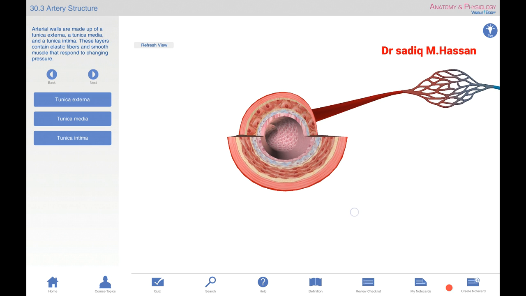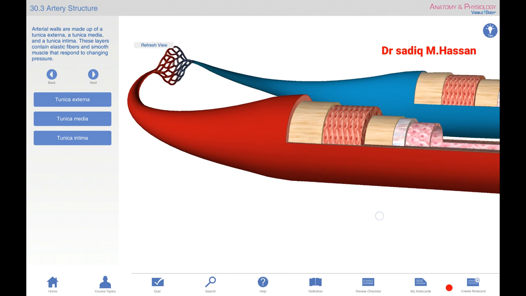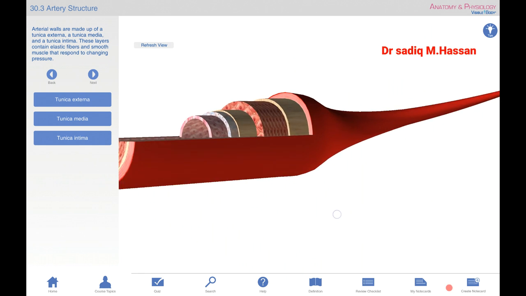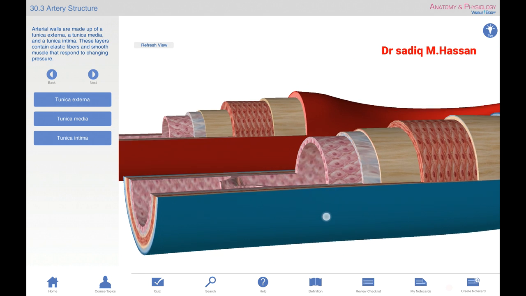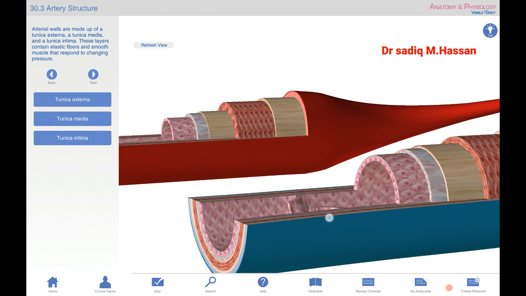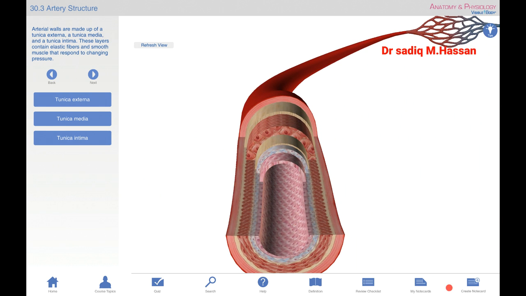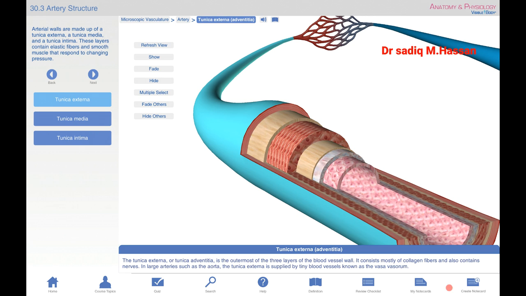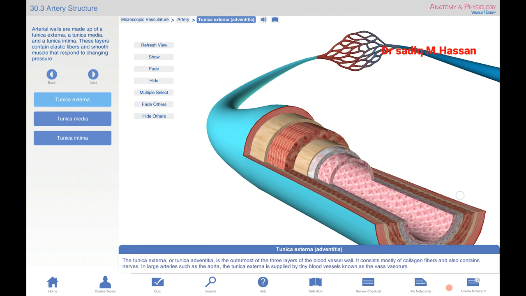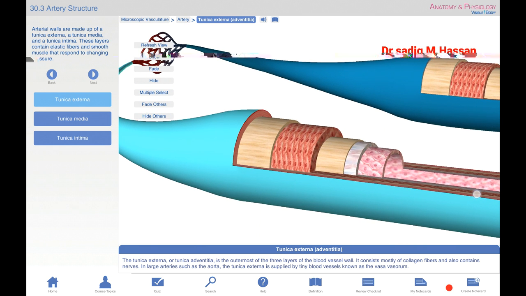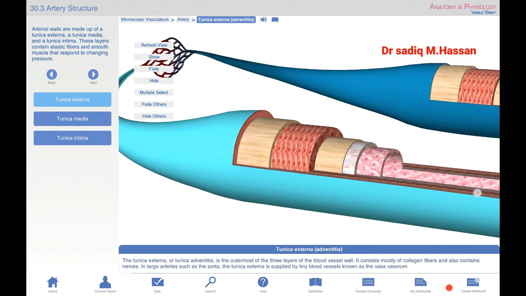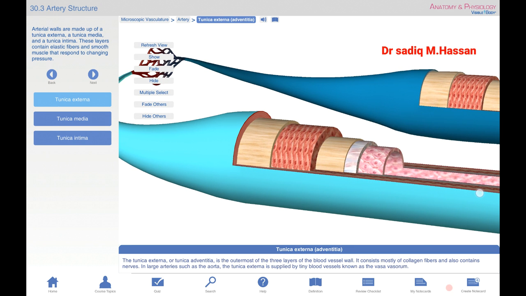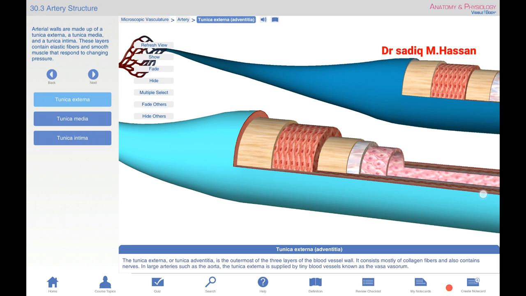If you see it anteriorly like this and below, or the lateral view, this is the artery and this is the vein. Do you see the difference? Yes. So let us check the external tunica. As we said, this is the tunica externa or tunica adventitia. It's the outermost layer. This highlighted is the layer, one of the three layers of the blood vessel. It consists mainly of collagen fibers and also contains nerves.